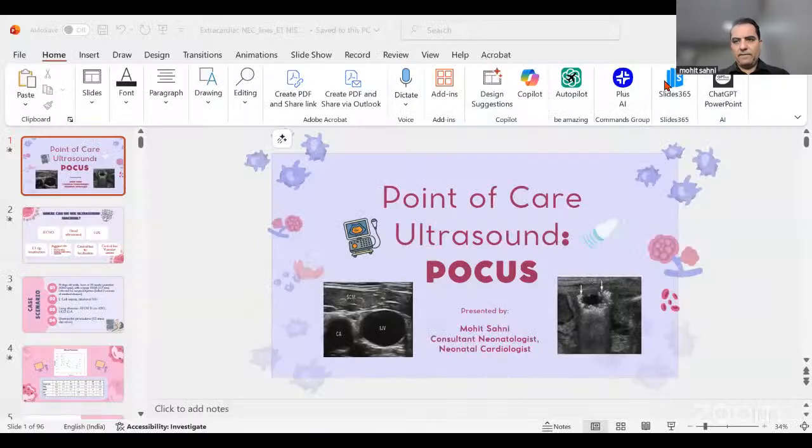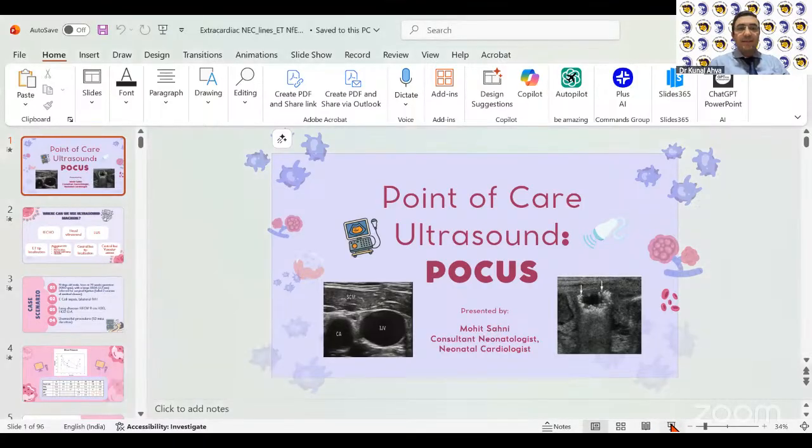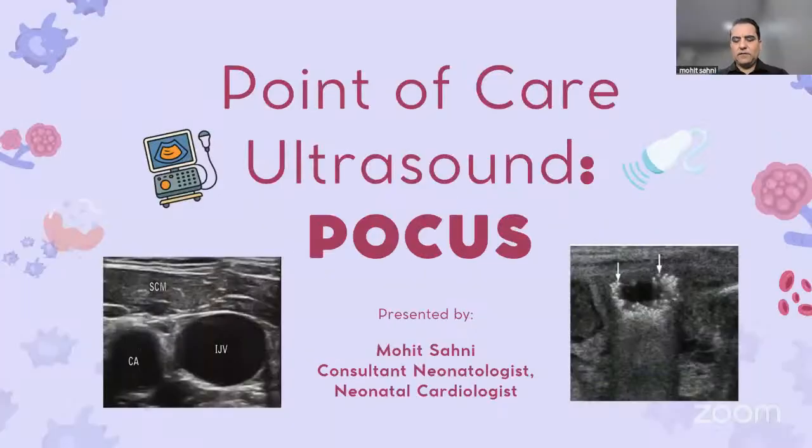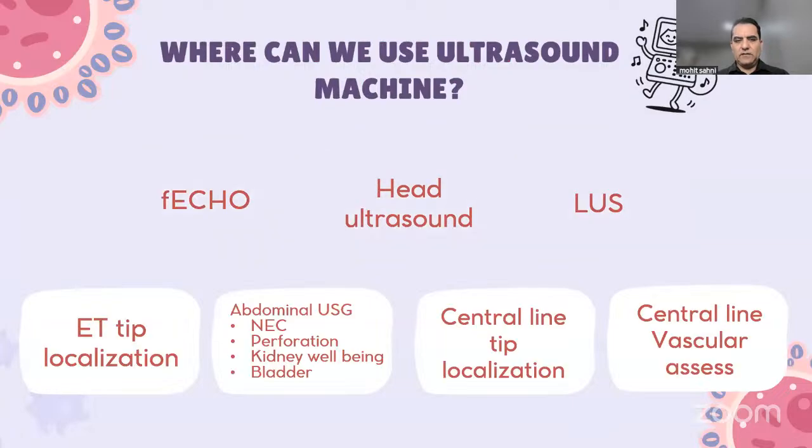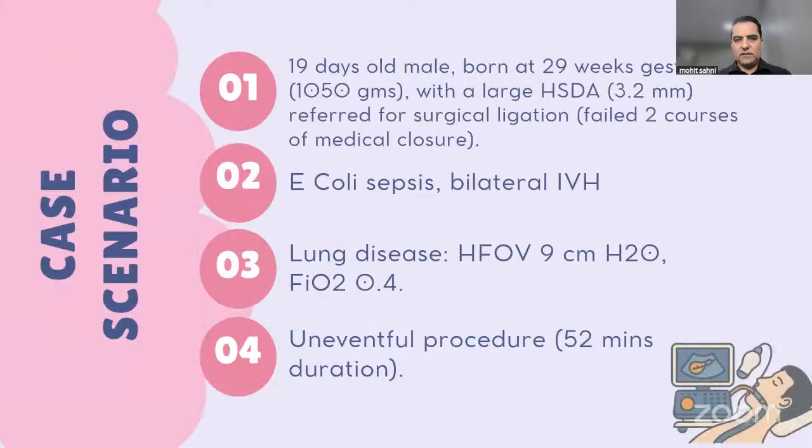ET tip localization and the central line. Are you able to see my slides? Yes, sir. Just make it full screen, sir. So basically, it is a part of the POCUS, and we have already discussed functional echo, head ultrasound, and lung ultrasounds in detail. So today we will be talking about the central line tip localization and the ET tip localization with the central line vascular access.